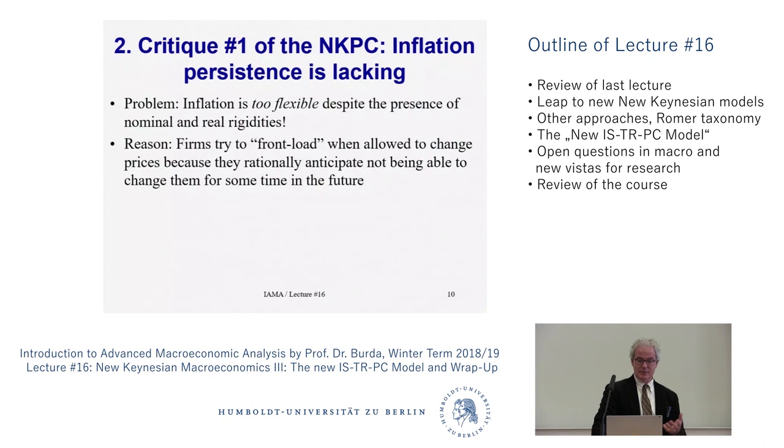And the answer is really easy. Those firms that can change actually do the heavy lifting for the entire economy. So they know that they're going to be stuck in the future with a high probability, so they go for the inflation today. And that's a problem for us. It's not a problem for the economy. The economy obviously has its own behavior and we just observe it. But our model has a problem.